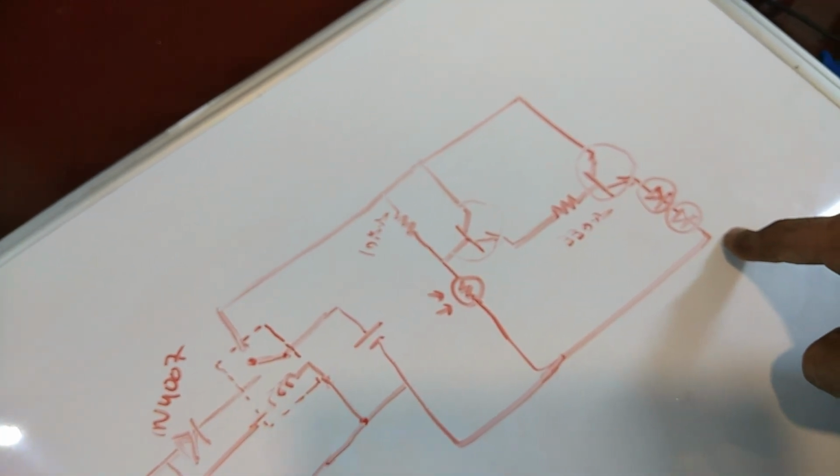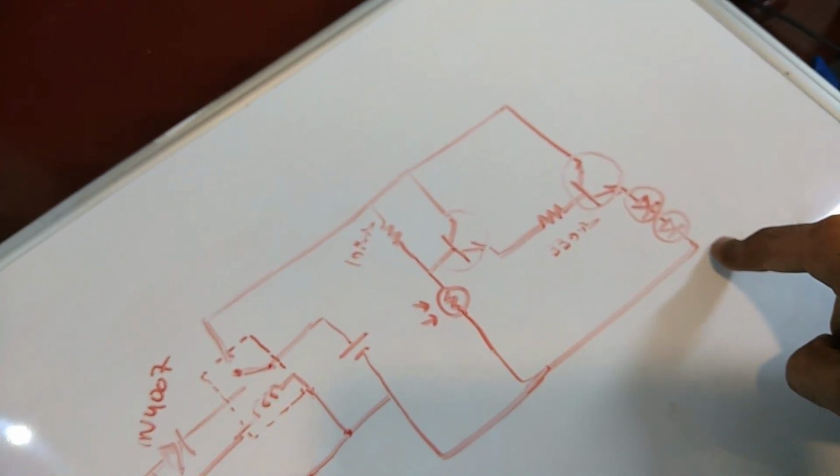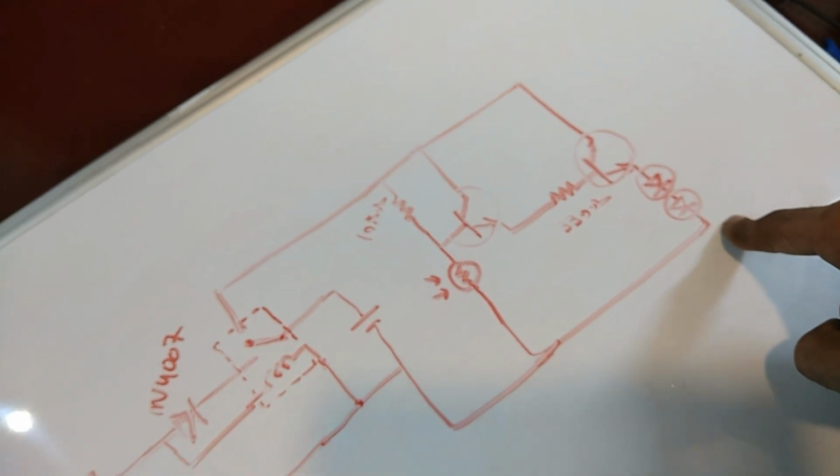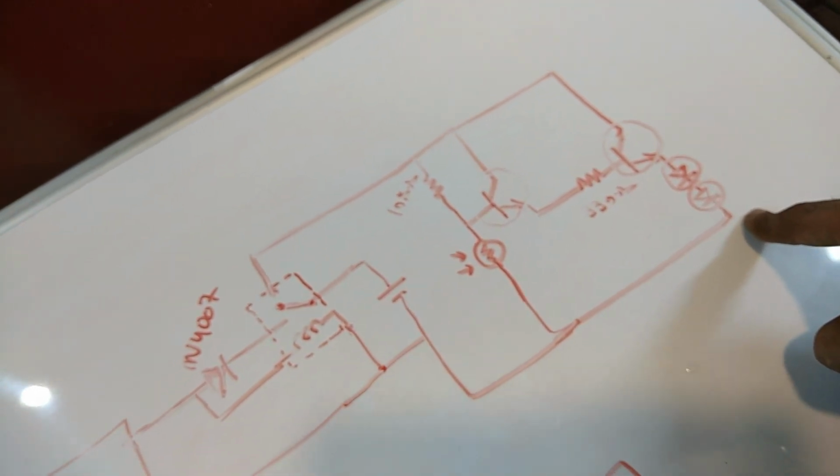So this is a pretty simple circuit which can be used to switch on the LEDs whenever the light goes off. Now let's try making this circuit and see if it works.